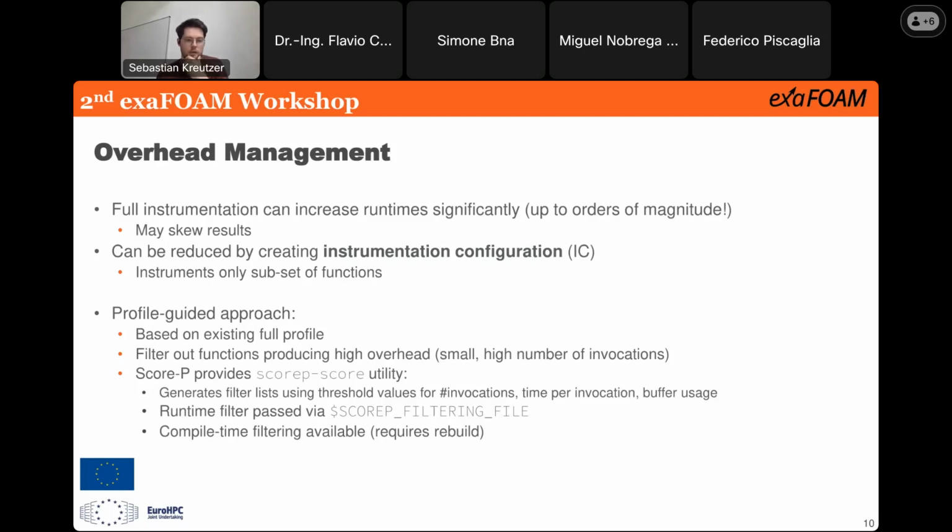ScoreP has a semi-automated facility for that called ScoreP Score. And this can generate filter lists using threshold values that you give to it, for example, for the number of invocations, the time per invocation, and the buffer usage. And this file then can be passed to ScoreP when you're measuring, and ScoreP will then not measure these specific functions. You can also use this filter file to apply compile time filtering, where you have a separate build that is only instrumented in the selected regions.